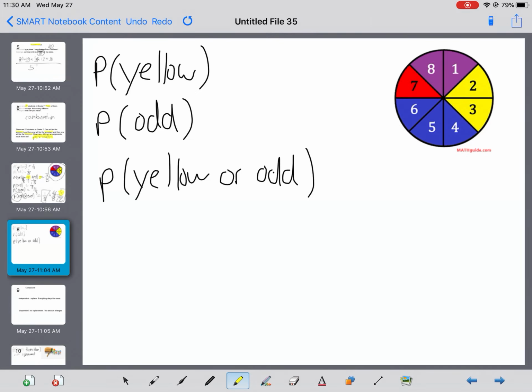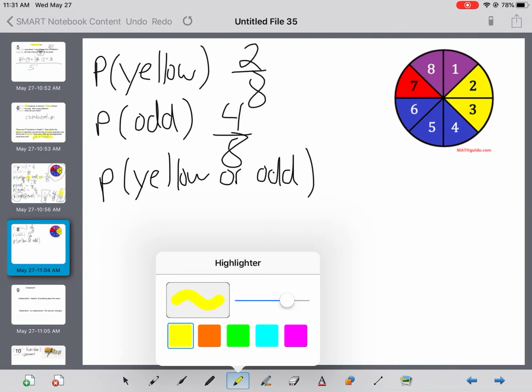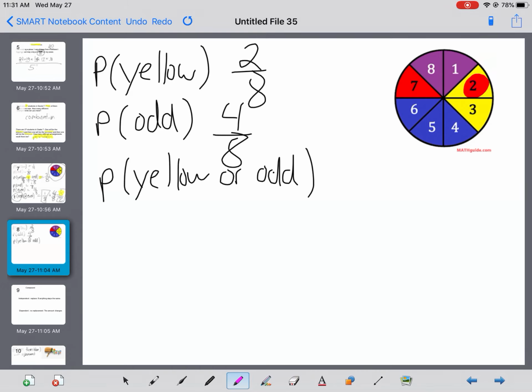All right, now let's take a look at this one. The probability of yellow is still 2 out of 8. And the probability of odd is 4 out of 8. But I want you to notice that here's my yellow, yellow, yellow, and then I have my odds: odd, odd, odd, odd. You should notice right over here that I have one where I have an odd and a yellow, which means my events are not mutually exclusive. I could land on a yellow and an odd at the same time.